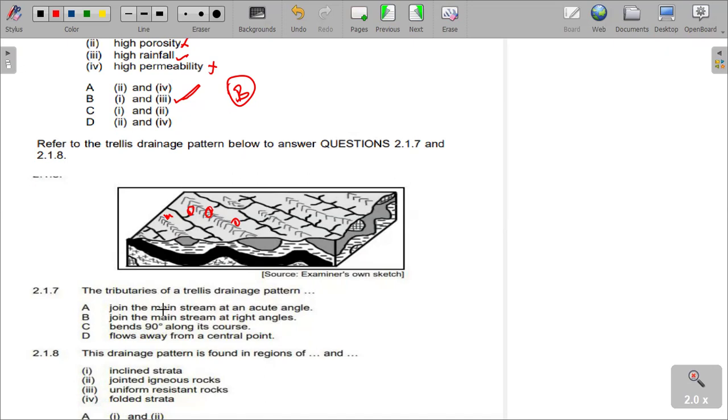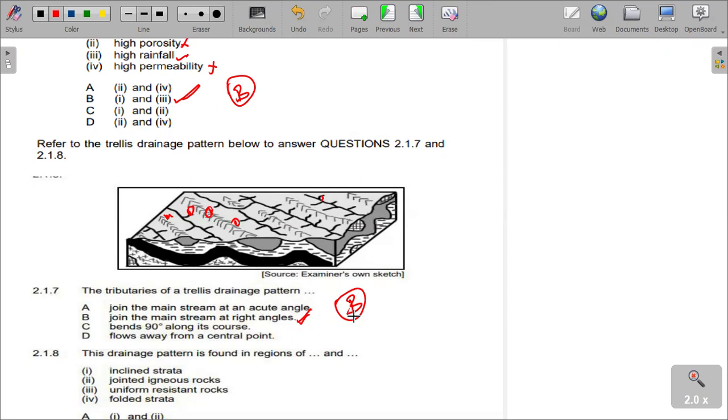So what we are saying is, what is the situation of the tributaries in a trellis drainage pattern? They join the main stream at an acute angle, that is not correct. We are saying the tributaries in a trellis drainage pattern join the main stream at right angles. As you can see, the main streams are joined at right angles. That is a key descriptive feature of a trellis drainage pattern, that tributaries join the main streams at what? At right angles. So the answer to 2.1.7 is B. The tributaries join the main stream at right angles.